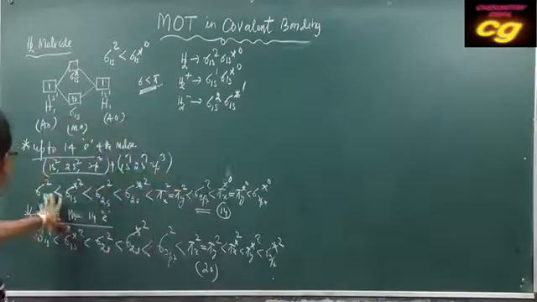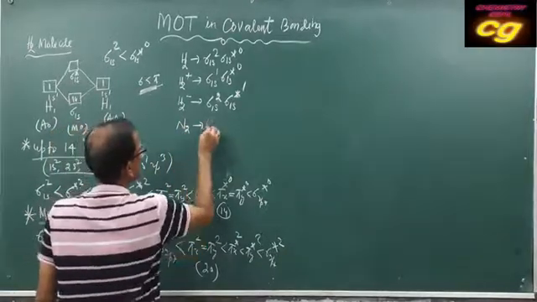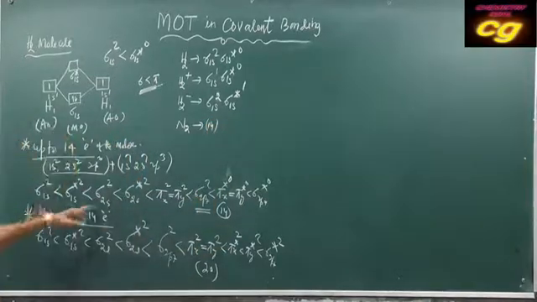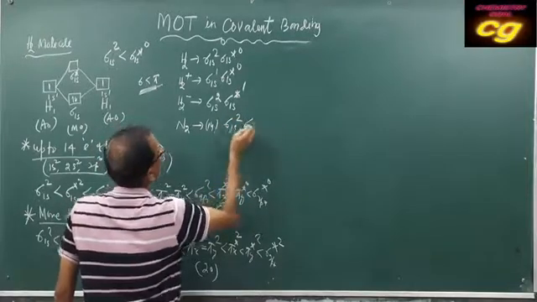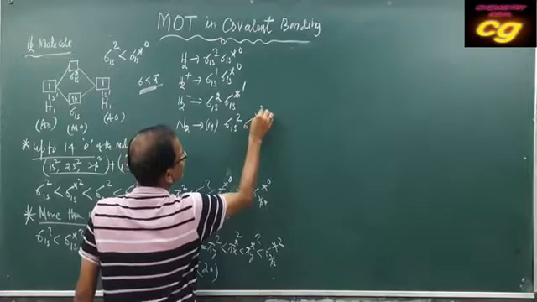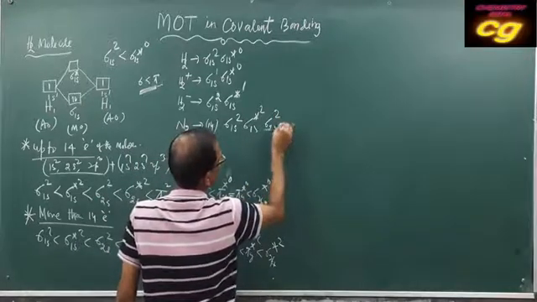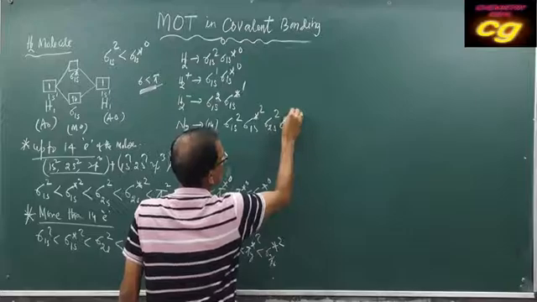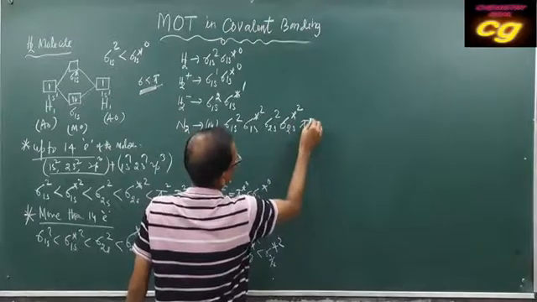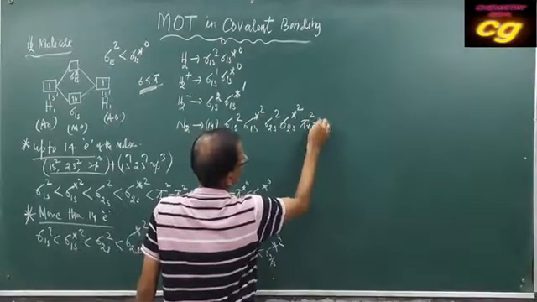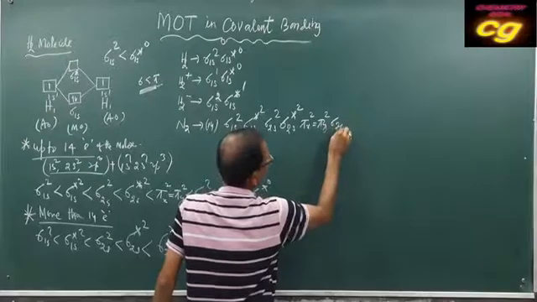Then for nitrogen, if you take the nitrogen molecule, as it has 14 electrons, I have already told you, 14 means the same order: sigma 1s2, sigma 1s star 2, then sigma 2s2, then sigma 2s star 2, then pi x 2 equal to pi y 2, then sigma 2pz 2.